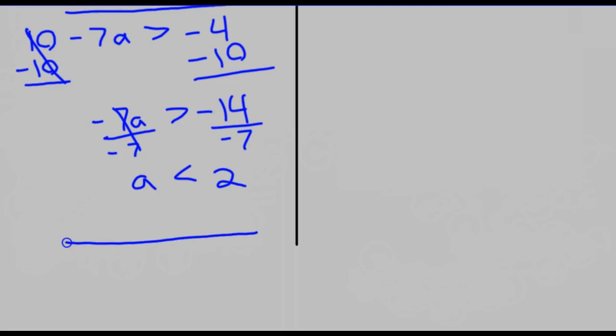Again, if we graph that, we would have 2 in the middle, 3 is 1 greater, 1 is 1 less. Open circle, pointing to the left.